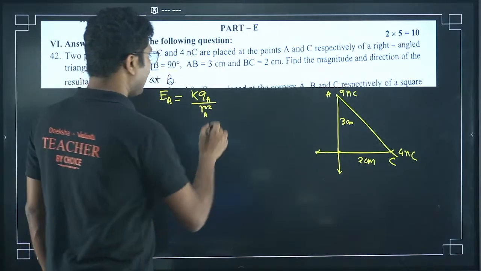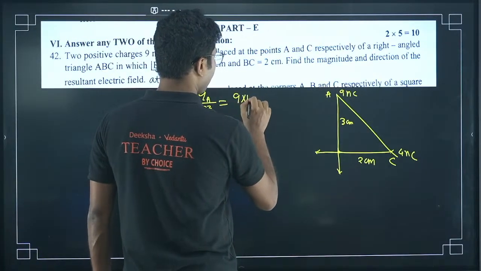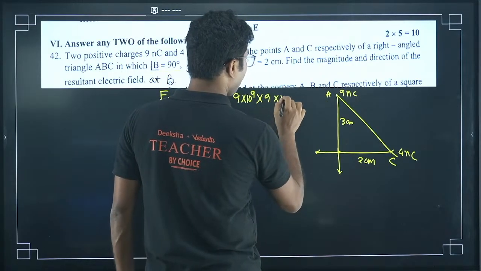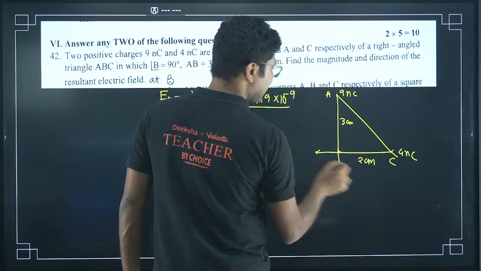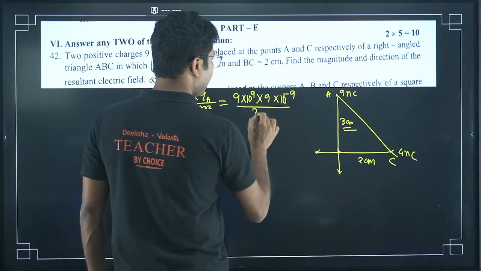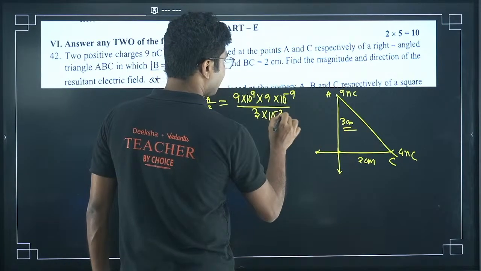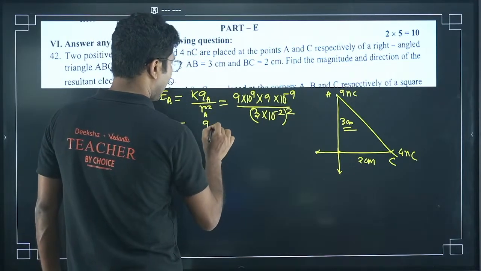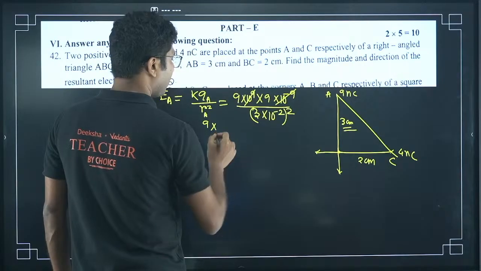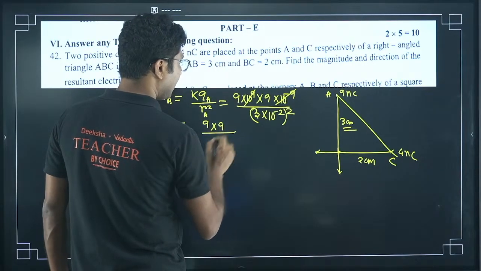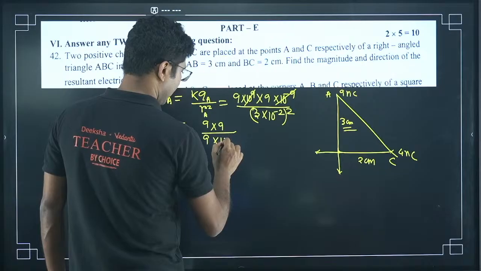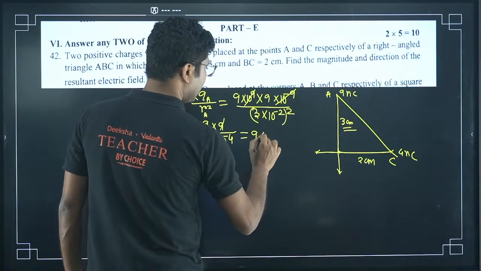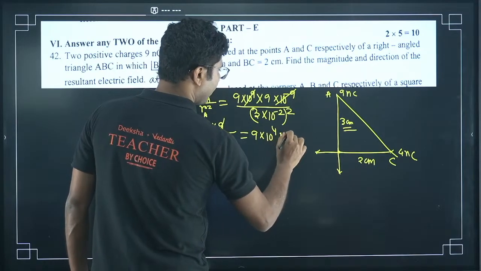Okay, now let's put the values. K is 9 into 10 to the power of 9. Q is 9 nanocoulomb, so 9 into 10 to the power of minus 9. And the distance here is 3 centimeter, so 3 into 10 to the power of minus 2 whole square. Now simplify. 10 to the power of 9, minus 9 cancels. So 9 into 9 divided by 9 into 10 to the power of minus 4. One of the 9 will cancel and you get 9 into 10 to the power of 4 Newton per coulomb.